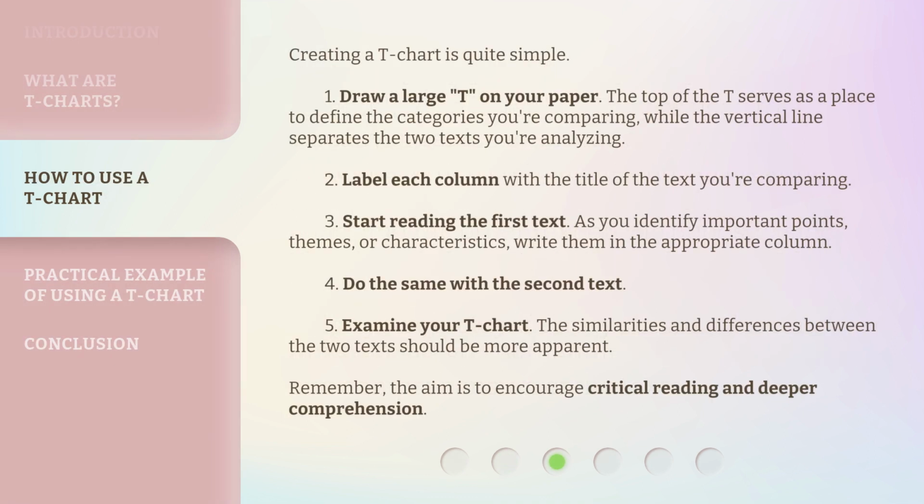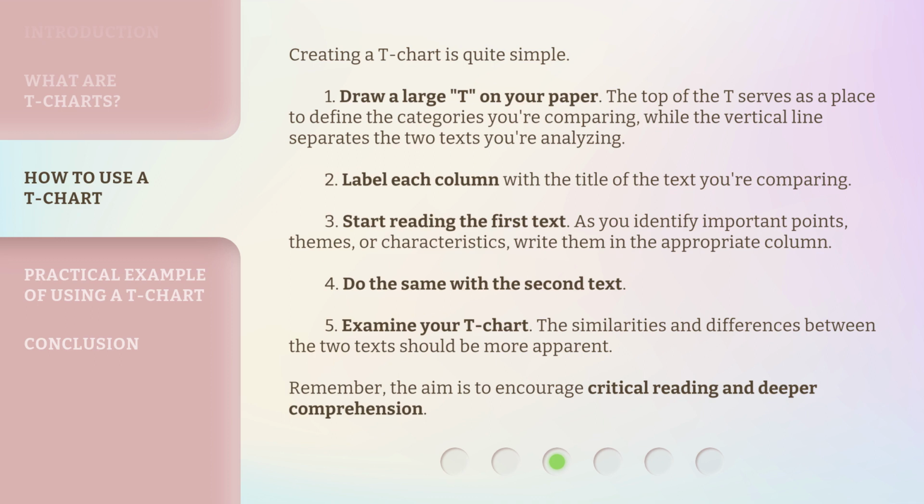Creating a T-chart is quite simple. 1. Draw a large T on your paper. The top of the T serves as a place to define the categories you're comparing, while the vertical line separates the two texts you're analyzing. 2. Label each column with the title of the text you're comparing.